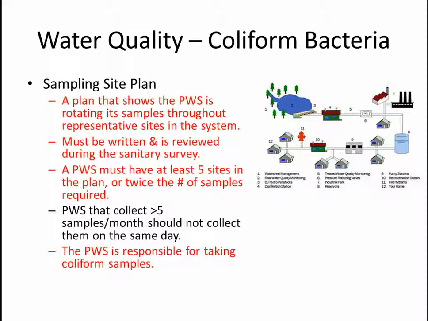It's very important to know that your sampling plan has to have at least 5 sites or 2 times the number of samples that are required. So if your system is required to take 10 samples per month, your sampling plan needs to have 20 sites that you can rotate through. If you collect more than 5 samples a month, it's important that you do not collect them all on the same day. It's good to rotate them throughout the month, but it's also important to not take them during the last 3 or 4 days of the month, because that doesn't give you enough time to respond and take repeat samples if your routine samples come back positive.